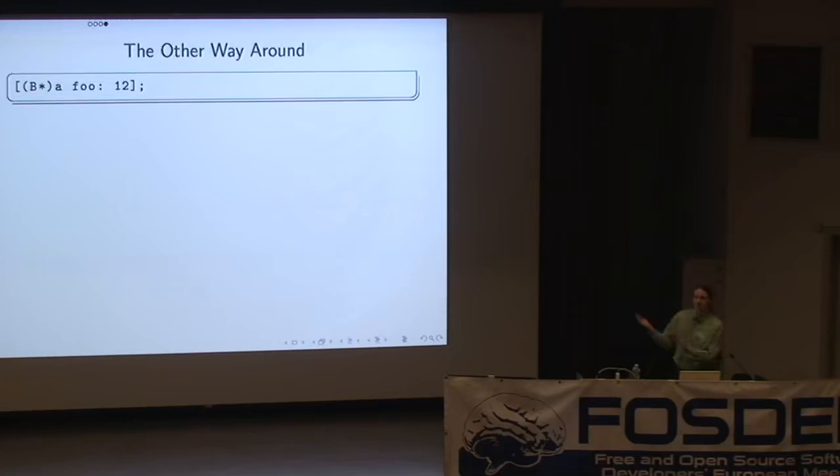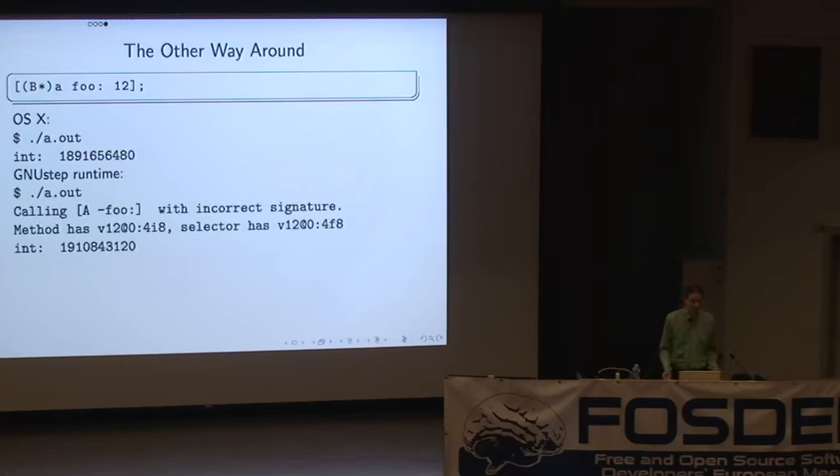And what happens if you then have the same idea, but the opposite way around? If you do a downcast, and you call this method, the caller thinks it's passing a float, and the callee is expecting an integer. Well, again, on OS X, it calls the function, and there's some nonsense in the register. With the GNUstep runtime now, it says, you're calling this method, but you're doing it wrong. Fix your code. So having this report an error is just a little bit nicer.